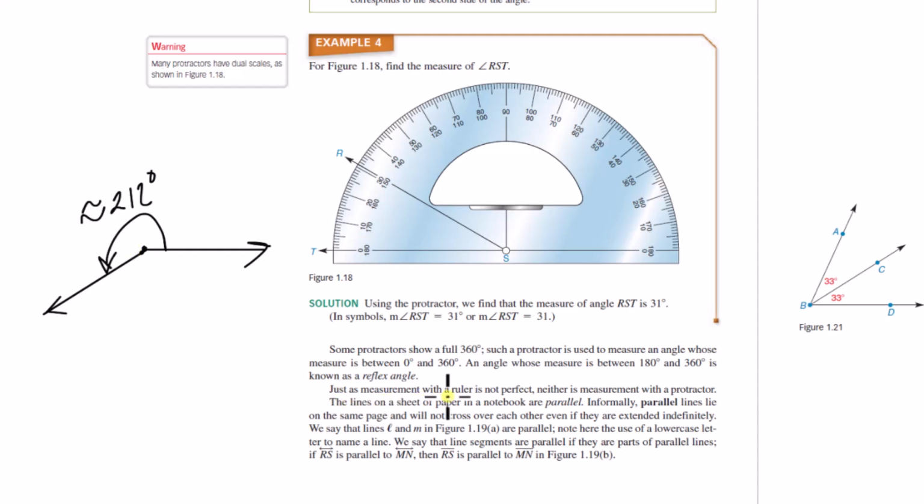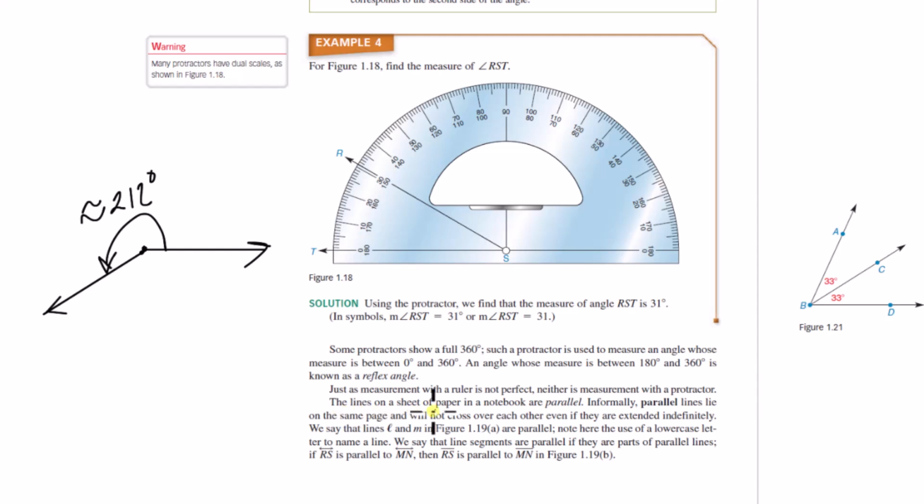Just as measurement with a ruler is not perfect, neither is measurement with a protractor. Yeah, so in the units in measurement playlist, you get a sense for the uncertainties of measurements and whatnot. So take a look at that if you need it. That applies to any measurement of any quantity, with an angle, with a protractor, a ruler, thermometer, whatever. There's always uncertainty in measurement, and no measurement that's ever made is perfect.